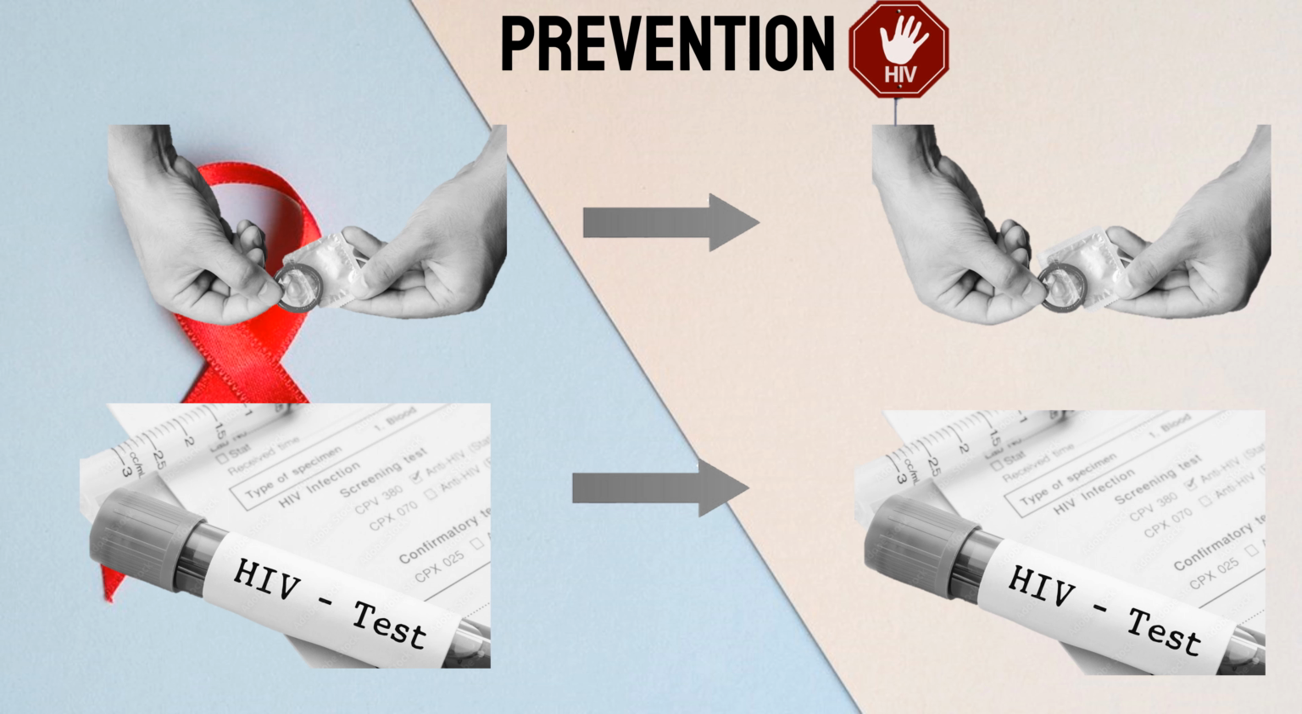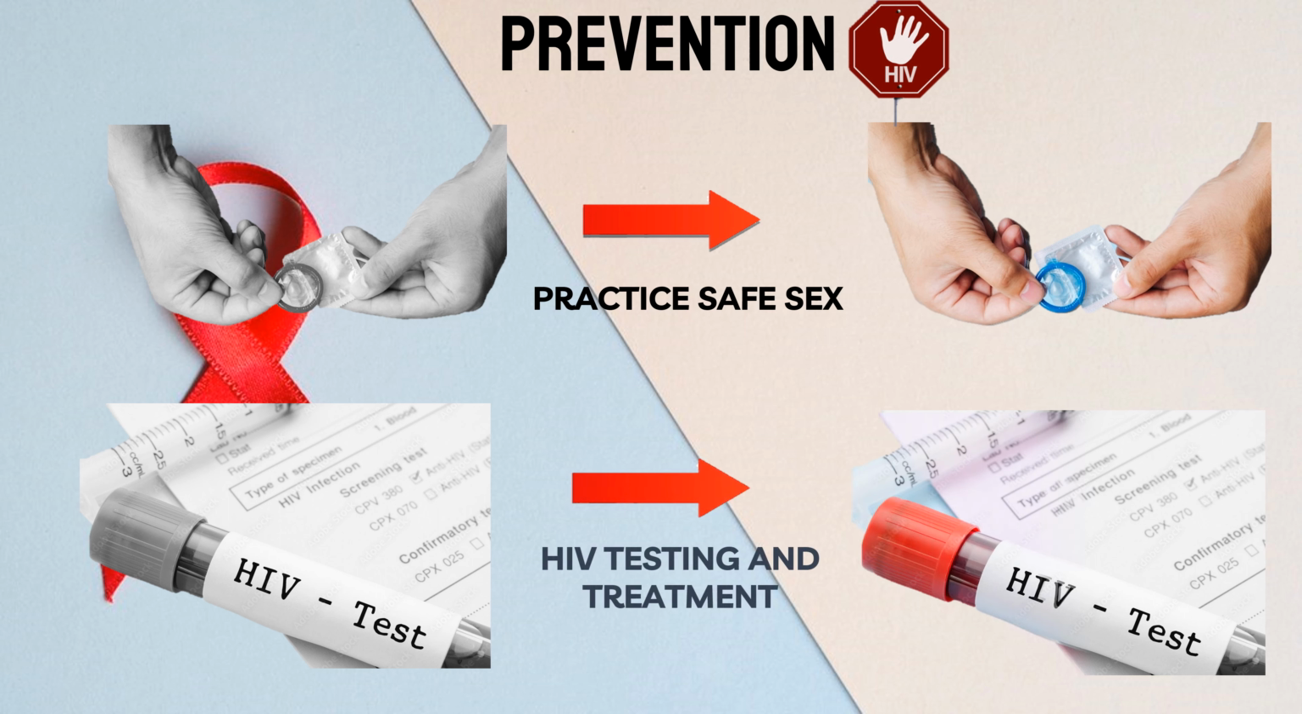Here are the key methods of preventing HIV transmission. First, practice safe sex. Consistent and correct use of condoms during sexual intercourse can greatly reduce the risk of HIV transmission. Condoms act as a barrier, preventing the exchange of body fluids that can contain the virus.